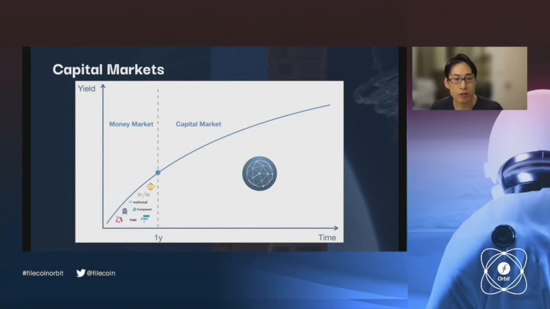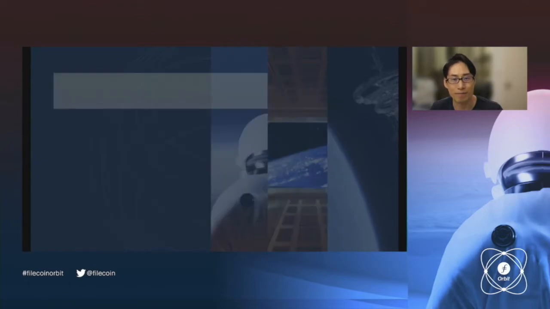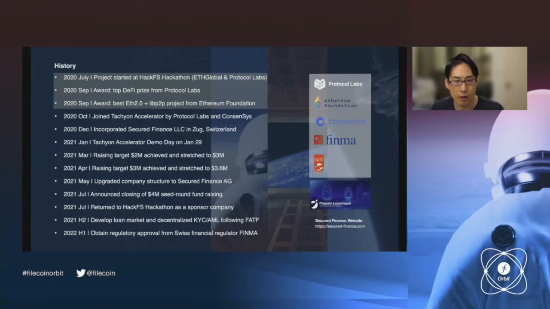Okay, in the next slide, let me talk about how we grew from a small project to an investor-ready company. Our project started as a hackathon project last summer. Our core members met at HackFS, a 30-day hackathon run by ETHGlobal and Protocol Labs. Luckily, we got the top DeFi prize from Protocol Labs and the Best ETH 2.0 project from the Ethereum Foundation. After that, in October 2020, we were invited to join the Tachyon Filecoin Launchpad Accelerator program.